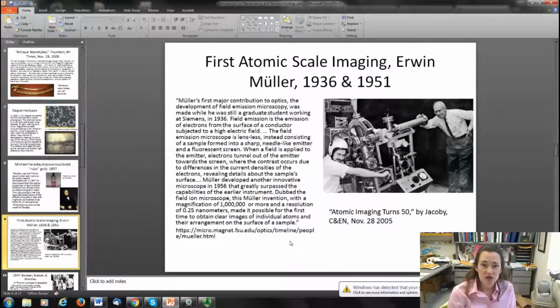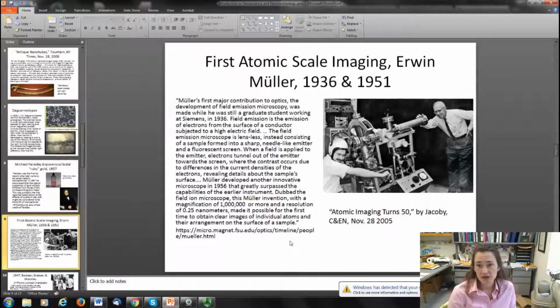The field emission microscope is lensless, consisting of a sample formed into a sharp needle-like emitter and a fluorescent screen. And then when a field's applied to the emitter, electrons tunnel out of the emitter towards the screen where the contrast occurs due to differences in current densities of the electrons, revealing details about the sample surface. That work that he did in 1936 resulted in a microscope with a spatial resolution of about 2 nanometers, which was truly a revolutionary accomplishment.